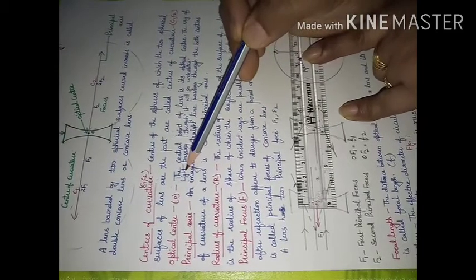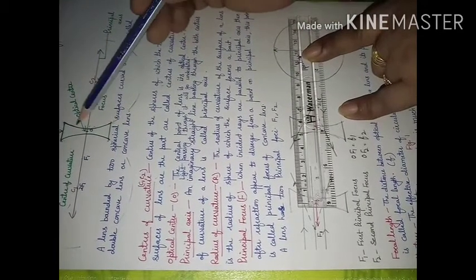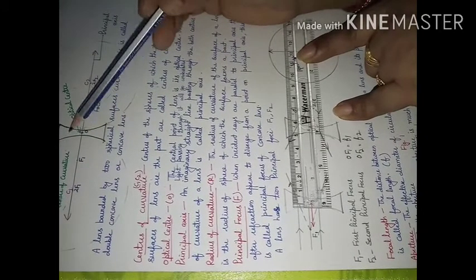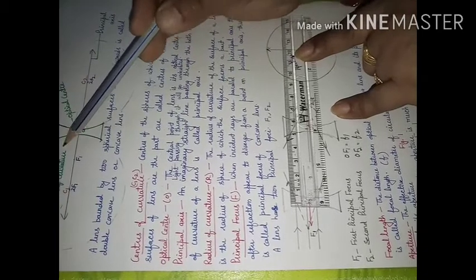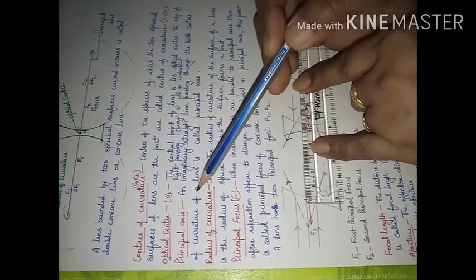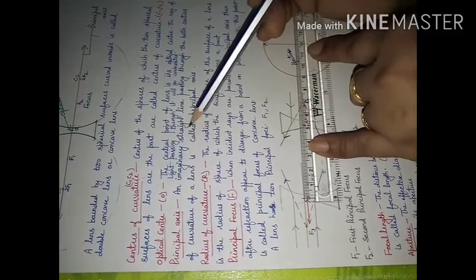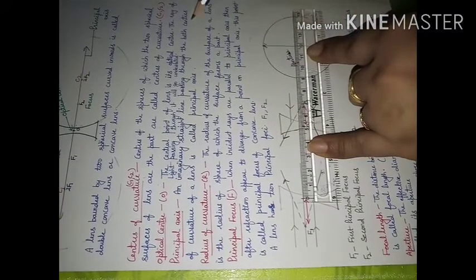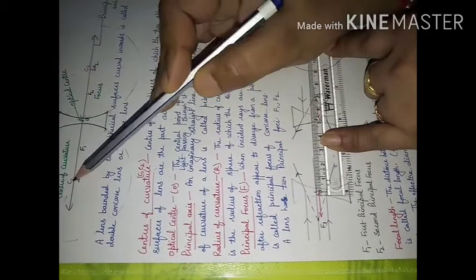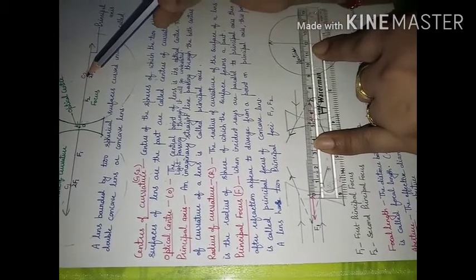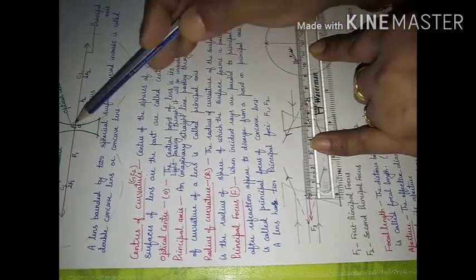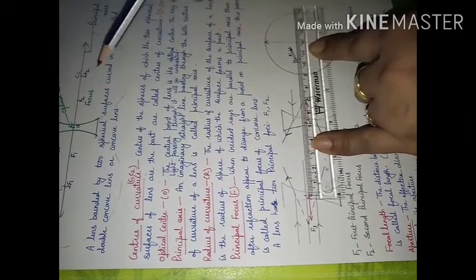What is optical center? The central point of this lens will be known as the optical center. And what is the property of the optical center? Any ray of light that is passing through the optical center will go undeviated. Next is principal axis. Principal axis is an imaginary straight line that is joining both the centers of curvature of the lens. This is one center of curvature C1, this is another center of curvature C2. So this line that is joining the centers of curvature and the optical center will be known as the principal axis.